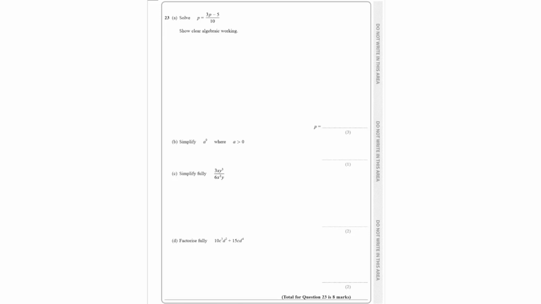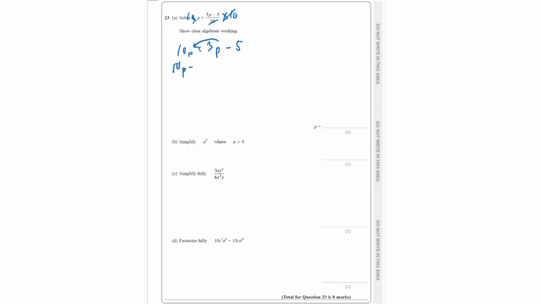Show clear algebraic working. Now we can see here that if this is divided by 10, we can simply multiply by 10 to remove it, and we can multiply by 10 on the other side. So we get 10p is equal to 3p minus 5, and we bring 3p to the other side because we want to put like terms together.